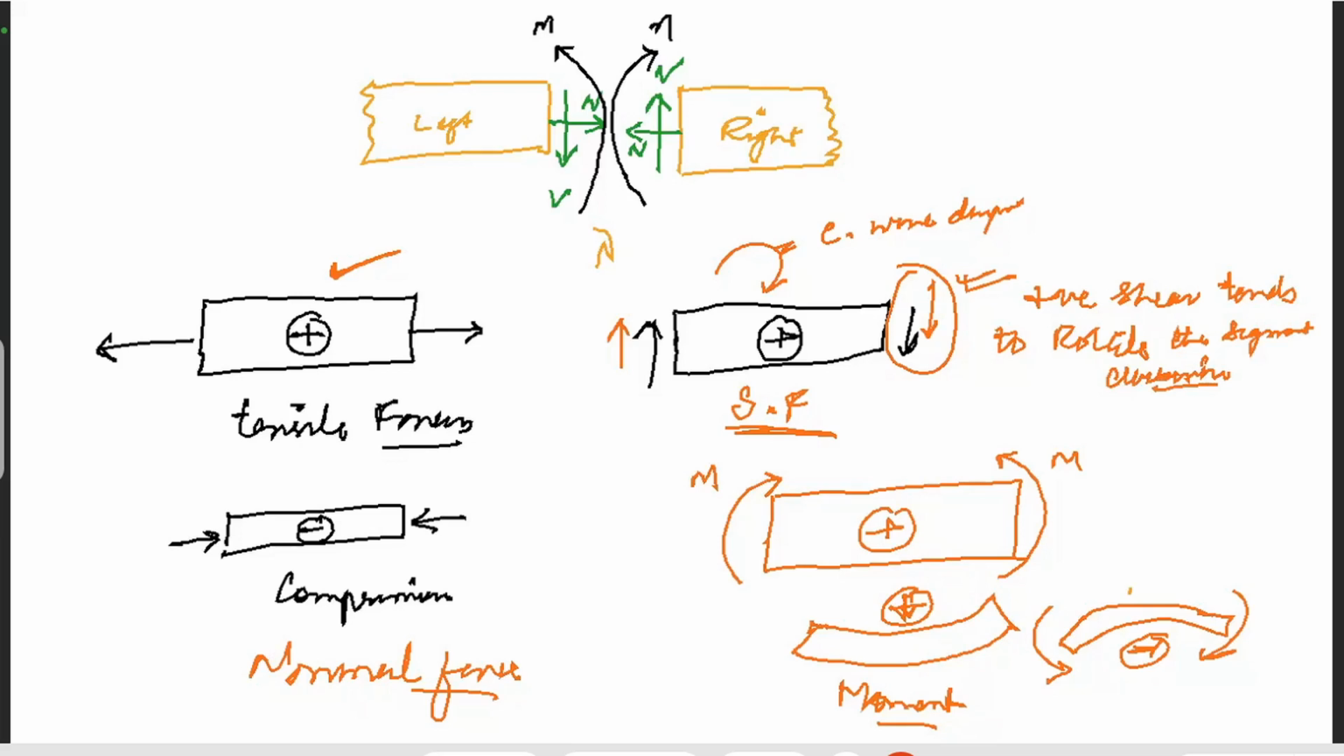And positive bending moment tends to bend the segment concave upwards, right? This is your concave upwards. Positive bending moment tends to bend the segment concave upwards. This was the sign convention which you will be dealing with now.